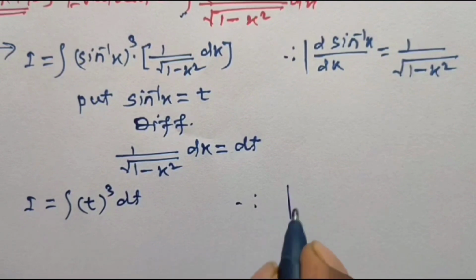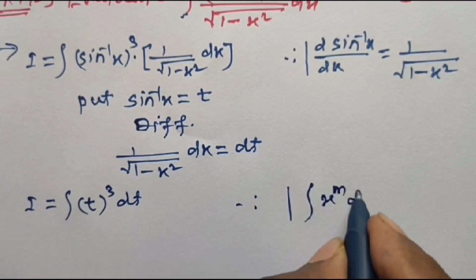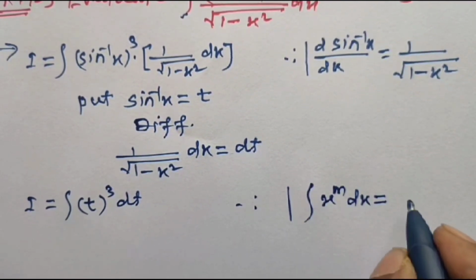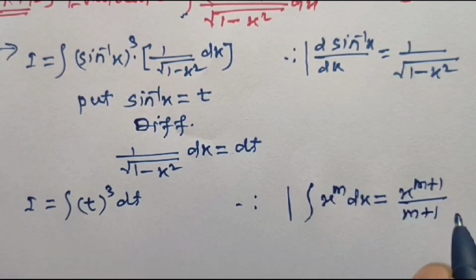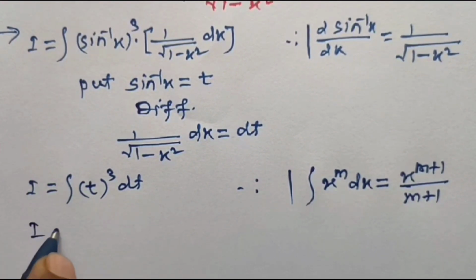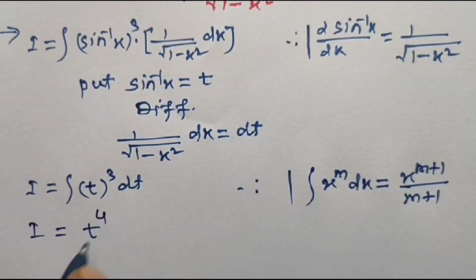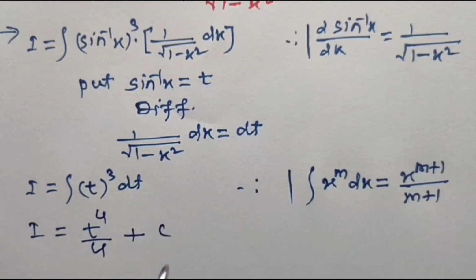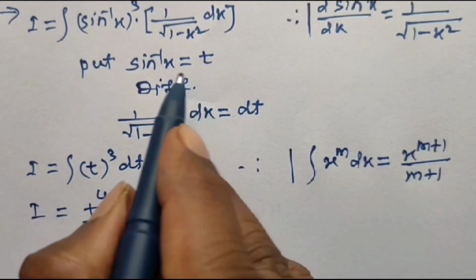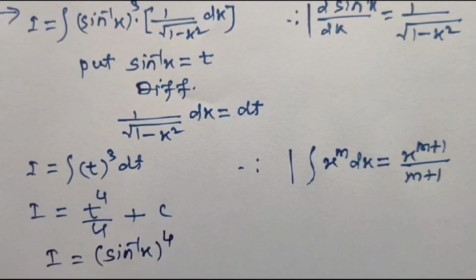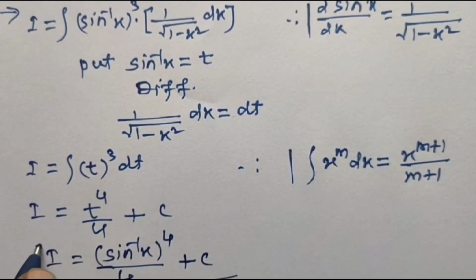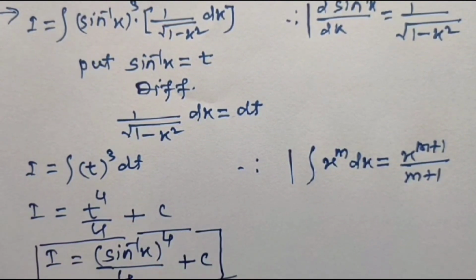But you know the integral formula: the integral of x to the power m with respect to x is equal to x to the power m plus 1 divided by m plus 1. So this I is equal to t to the power 3 plus 1, that is 4, divided by 4 plus integral constant c. Now replace t by the old variable, that is sin inverse x. Hence I is equal to sin inverse x, its power 4, divided by 4 plus integral constant c. And this is the solution for the given integral.